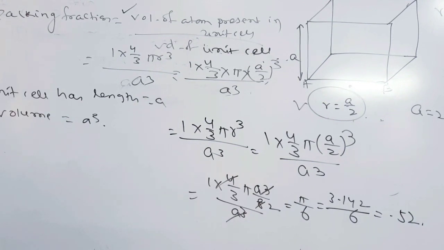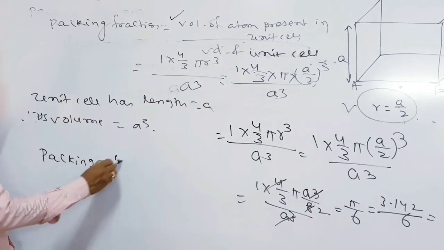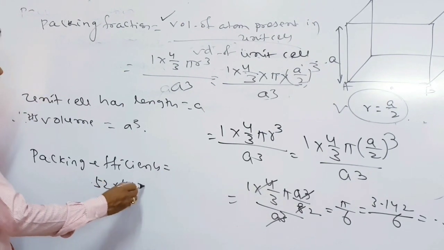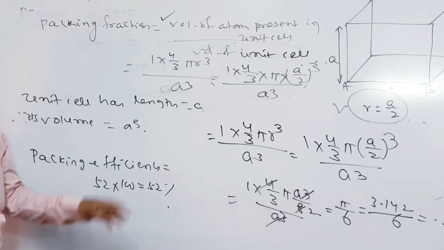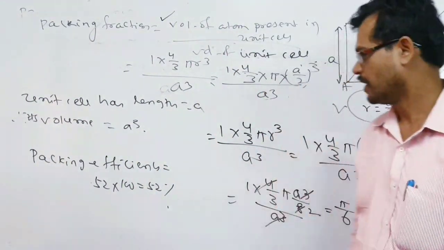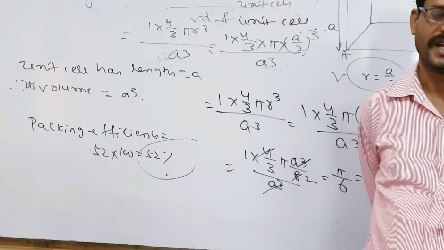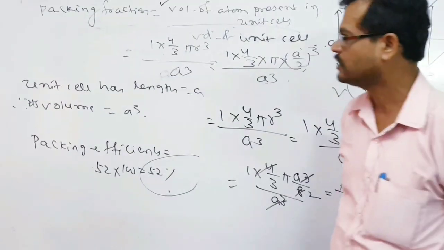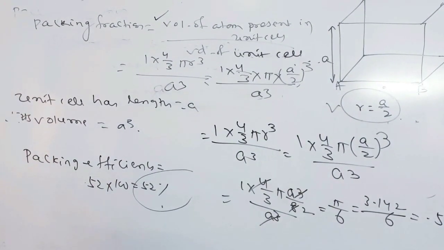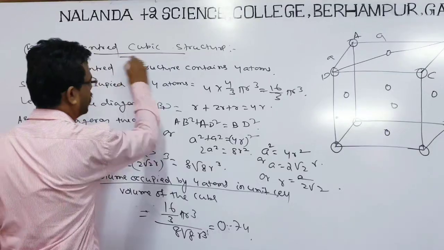Okay, so if we take its packing efficiency, then that is 0.52 multiplied by 100, that is 52%. That means while filling this type of structure, that is the simple cubic structure, it has a filling capacity of 52%, and the rest is found to be empty. Okay, and that is what we call the packing fraction of the simple cubic structure. Okay, next, body centered and face centered cubic structure.